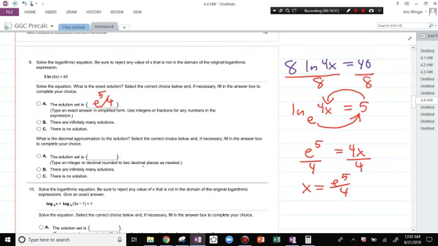Here they're going to have you round to 2 decimal places once you put that in the calculator. Again, it's going to be e to the 5th like this, in parentheses, divided by 4.